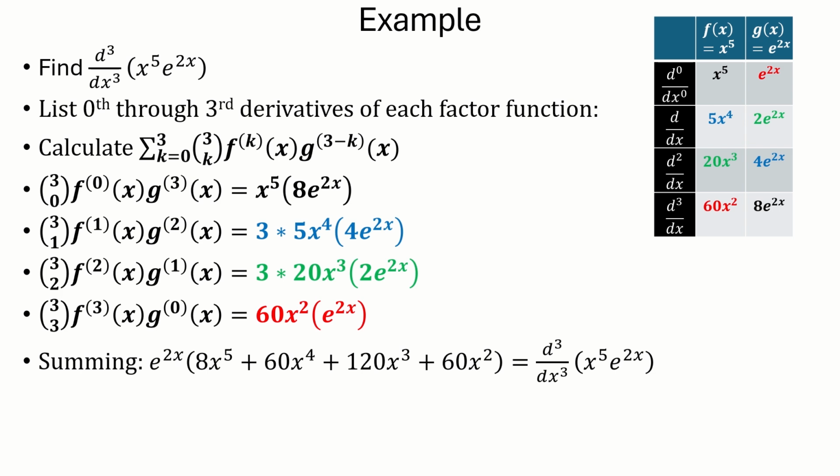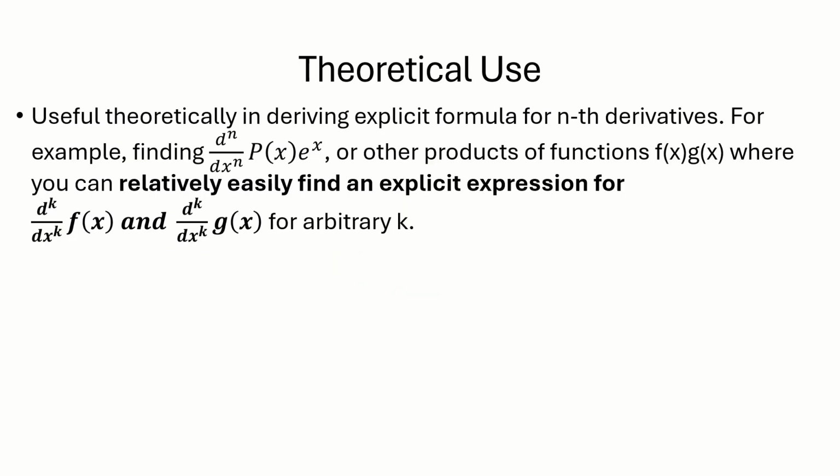The Leibniz rule is also useful theoretically in deriving explicit formulas for nth derivatives. For example, the rule is useful if you want to find the nth derivative of some product of functions f of x g of x, where you can easily find, or you already know, an explicit expression for the iterated derivatives of f and g separately.